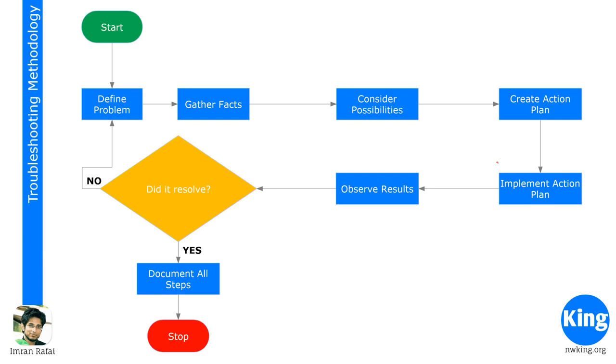And then, because you know more than those users, you know what could go wrong, right? So consider all the possibilities. What could have gone wrong? What can be done? Then create action plans. You'll have plan A, plan B, plan C. This is what happens if you do plan A. This will happen if you do plan B. This is what happens if you do plan C.